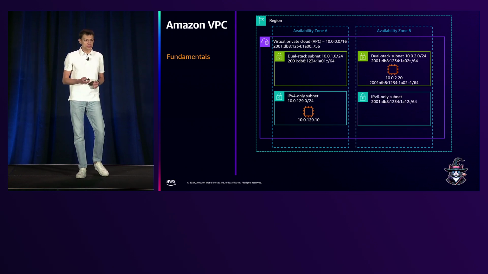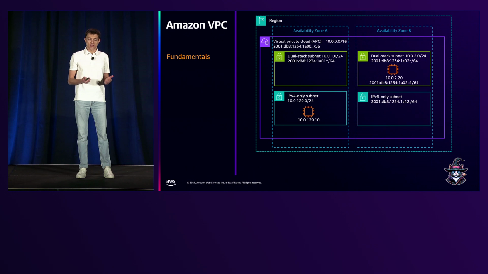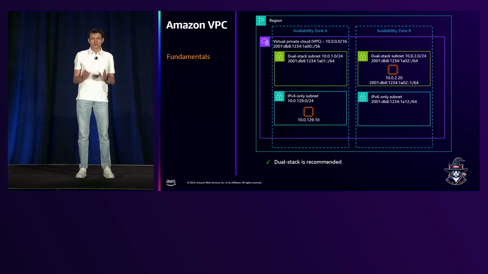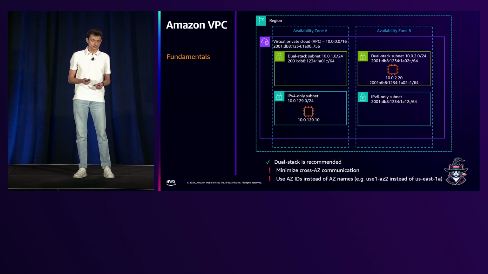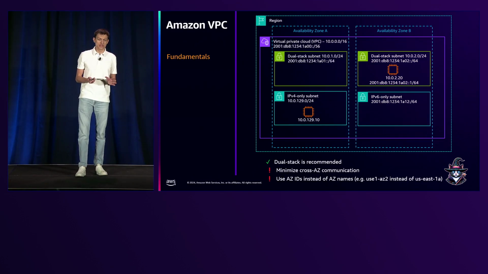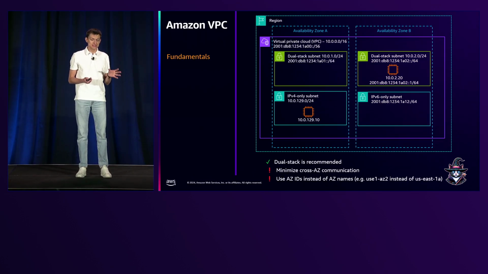This is our first appearance of our cat, and she has a couple of tips for you. We do recommend a dual-stack approach, and also minimizing cross-AZ communication if possible. There will be lower latency, less cost, and less risk. Lastly, in the multi-account setup, we do recommend using AZ IDs, like USE1-AZ1, 2, and 3, instead of AZ names, because AZ names can be different in different accounts.